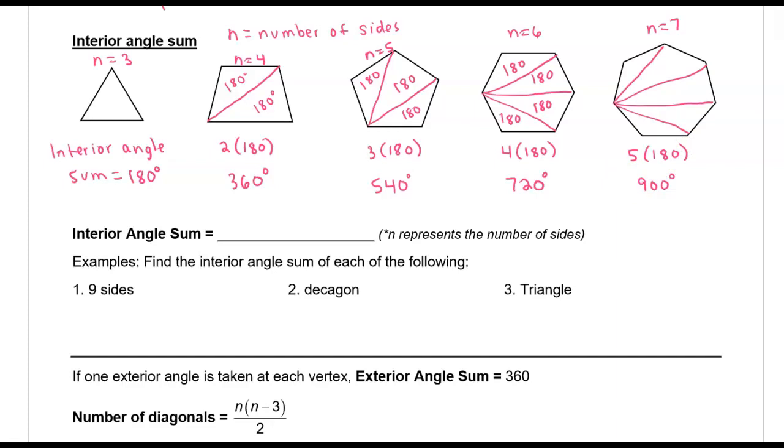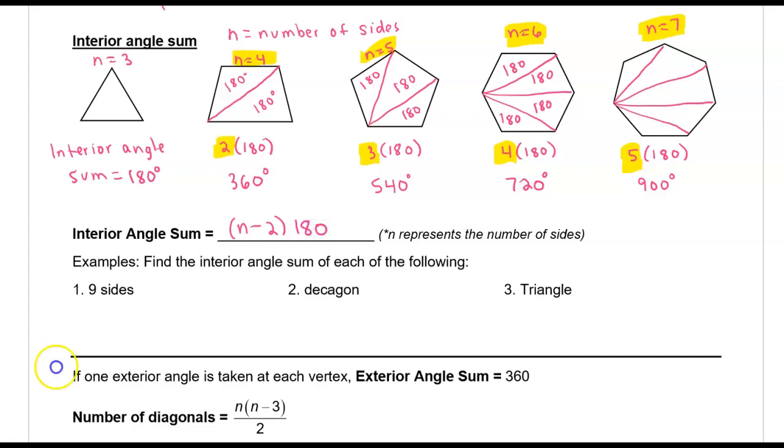Look for a pattern between the number of sides and the sum of the interior angles. Notice how when N is 4, I need to multiply 2 times 180. When N equals 5, I need to multiply 3 times 180. When N equals 6, I multiply 4 times 180. So it's always 2 less than the number of sides. Look at the last one. There are 7 sides, and I multiplied 5 times 180. So that means the interior angle sum will be the number of sides minus 2 times 180.